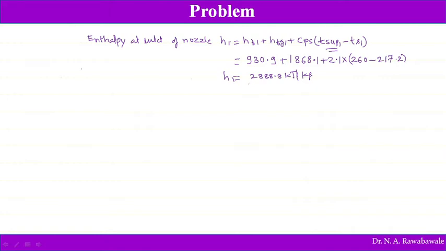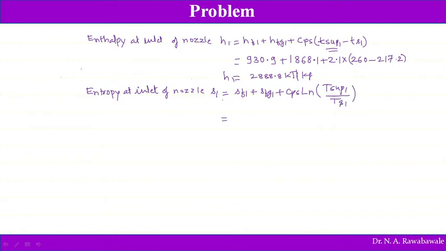Then after that, to find out entropy at throat, first we must know entropy at inlet. S1 is equal to ST, we have to do. So entropy at inlet of nozzle, S1, is equal to SF1 plus SFG1 plus CPS natural log of T sub 1 divided by TS1.